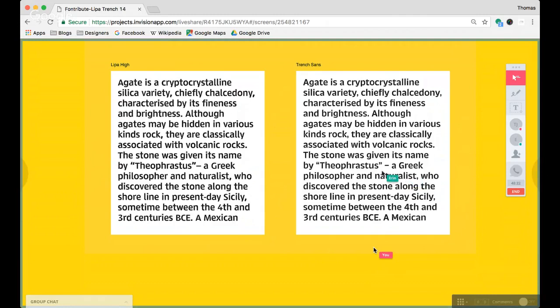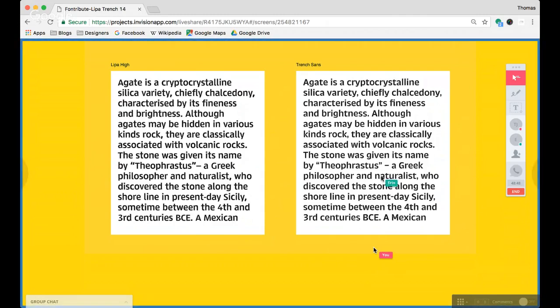But on the other hand, this to me seems a little too dainty, too small. Yeah, too light. And those quotes are very close together. I think it would have benefited from a little bit more space in between the two. There's something about it that doesn't seem quite right to me. I prefer the Lipa punctuation in this case.